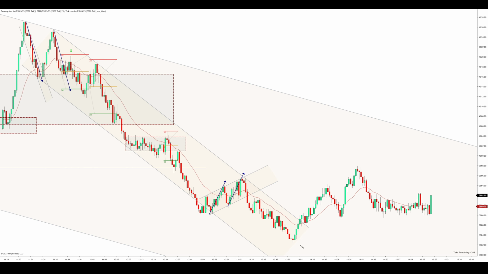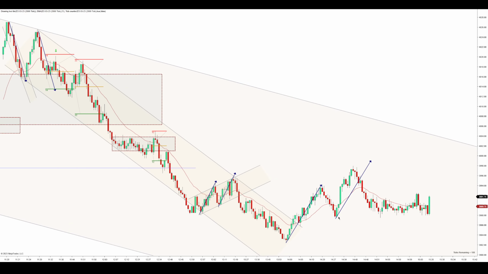We have these couple legs up here. We don't quite reach it, which is not surprising. I mean, we're in a massive downtrend here. I would not be taking any longs. We rush below the EMA, and then we go into a range. So that's really it for the day.